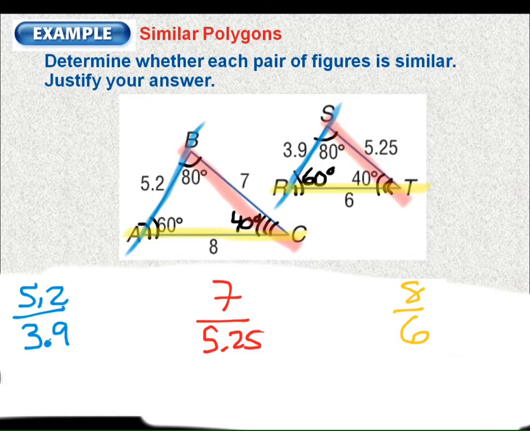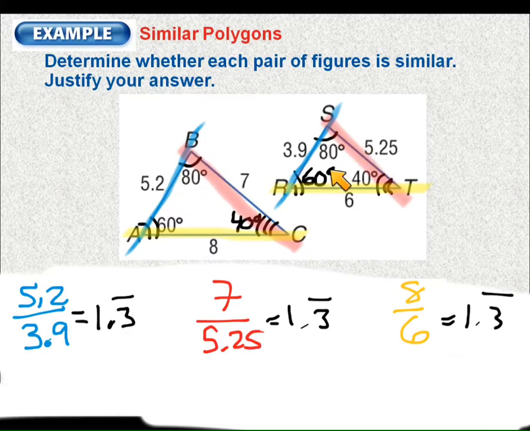Okay. So a really easy way to do it is just punch this into my calculator. Do 5.2 divided by 3.9. Do 7 divided by 5.25. Do 8 divided by 6. Okay. I think it's 1.3 repeating, and it happens to be that for all of them. So all the ratios are the same.